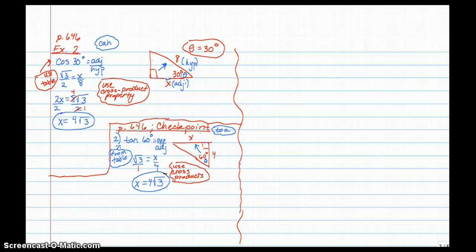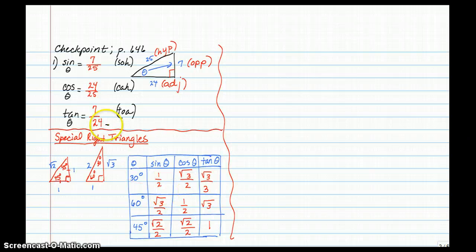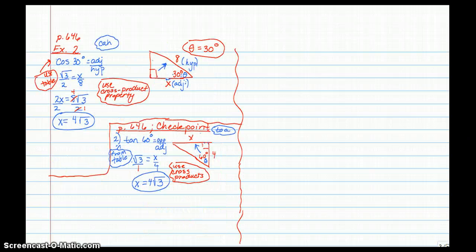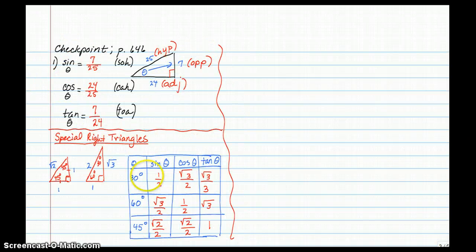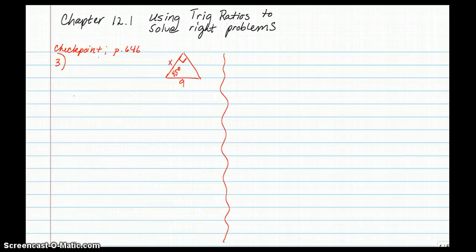Now these were solved using the table that we saw right here. You can also solve and find side lengths using your calculator. The table only works if you have a special triangle, either a 45-45-90 or a 60-30-90. But as you know, there are right triangles that are not special right triangles, so you have to use your calculator for that.